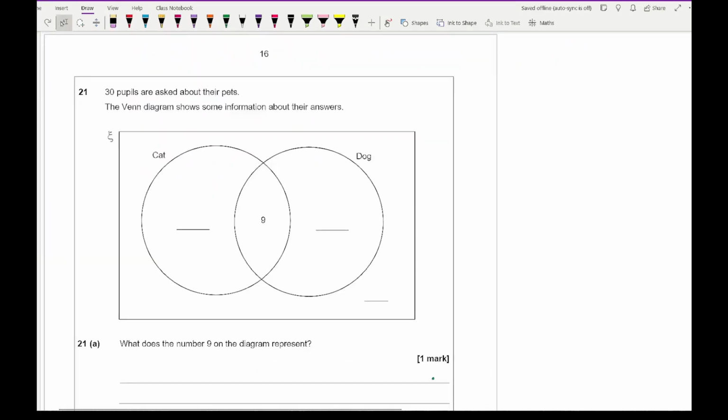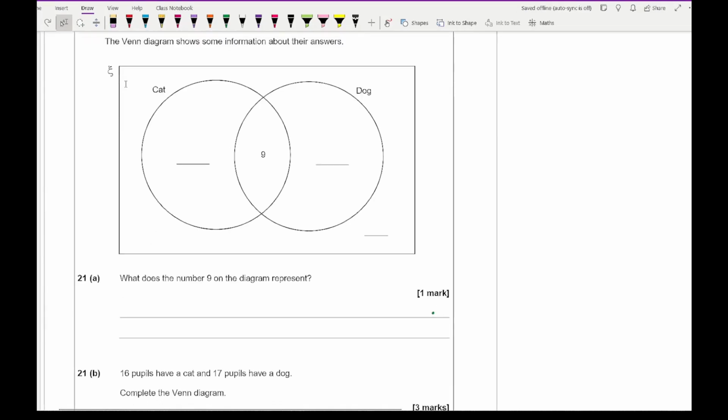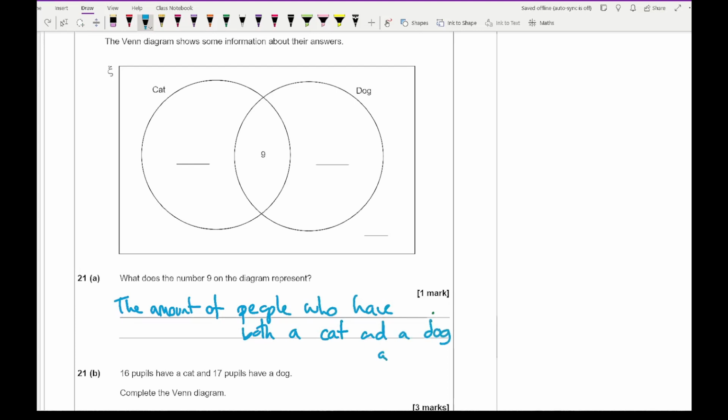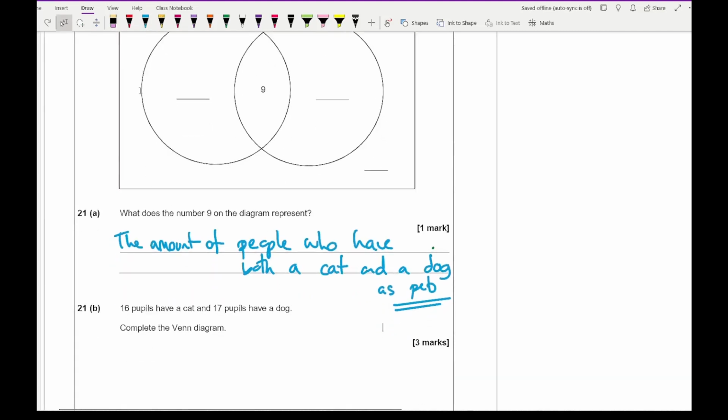So moving on to question 21, it says 30 pupils were asked about their pets. The Venn diagram shows some information about their answers. What does the number 9 represent? Well, the number 9 represents the amount of people who have both a cat and a dog as pets. So something along those lines would be absolutely fine. Question 21b, it says 16 pupils have a cat, 17 have a dog.